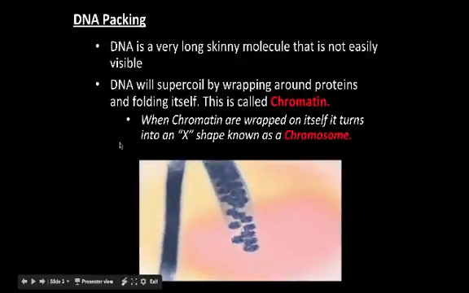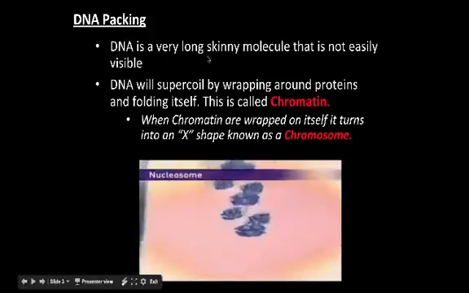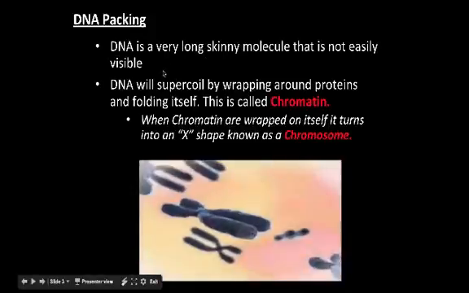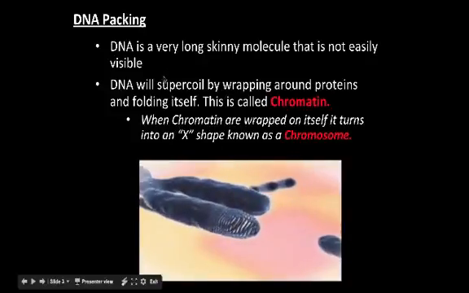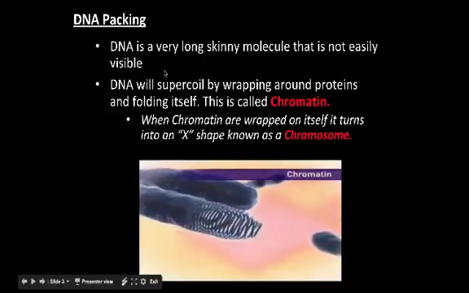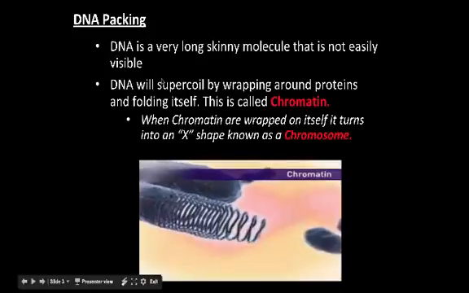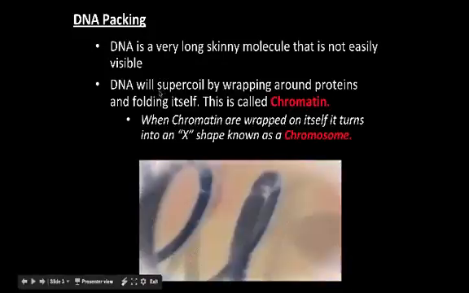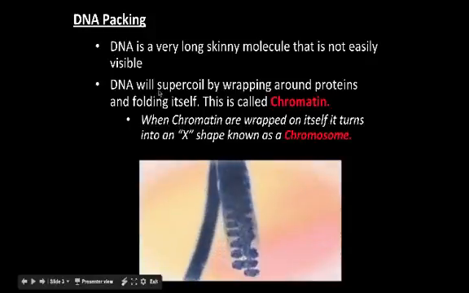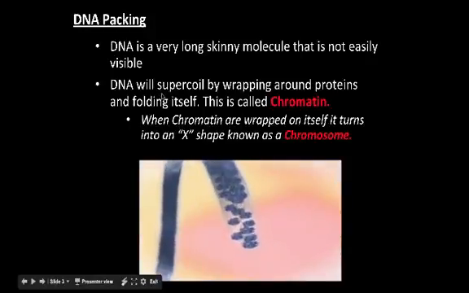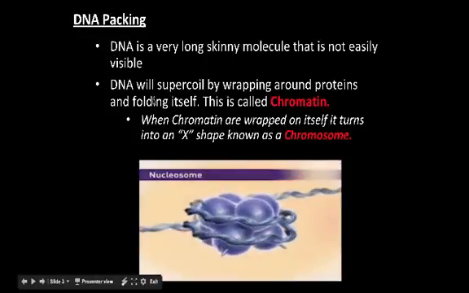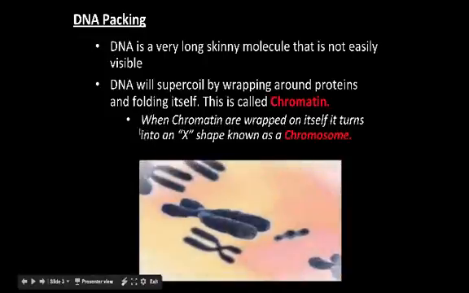DNA packaging. DNA is very long, skinny, not easily visible molecule, and it's just kind of stored in the nucleus, kind of free floating around. When the cell is getting ready to divide and go into the cell cycle, which we'll talk a little bit more about, DNA is going to supercoil and wrap itself around these proteins, and that's called chromatin. When the chromatin's wrapped up on itself, it turns into this X-shaped substance known as a chromosome.